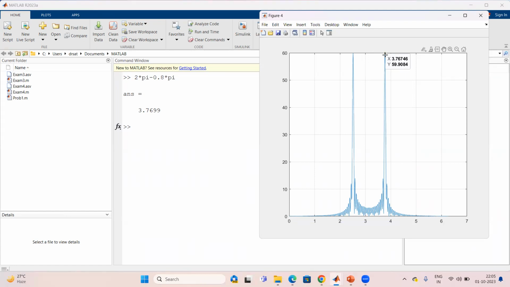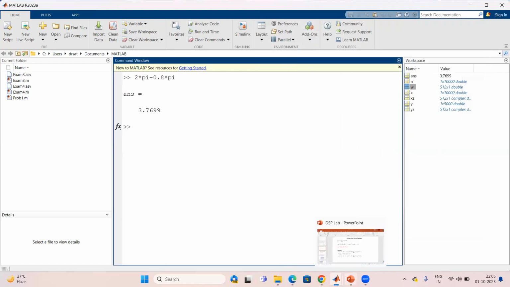You must be remembering that this is coming because we are plotting the entire spectrum up to 2 pi. Therefore we are getting this particular spectrum. And because the spectrum is periodic, this way we are going to get the spectrum of our downsampled signal. So now we can move on to our third part.